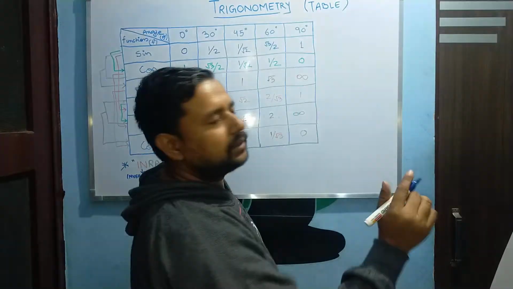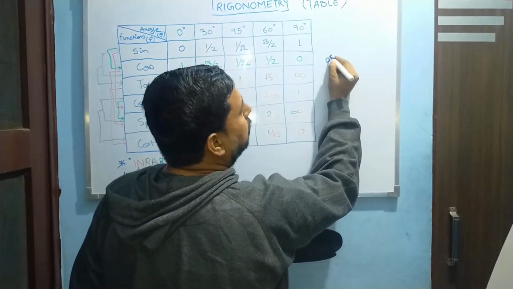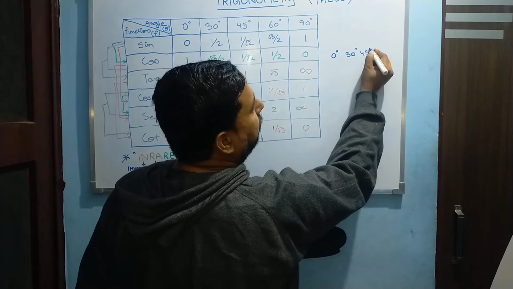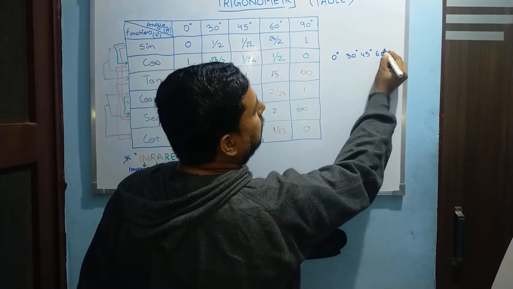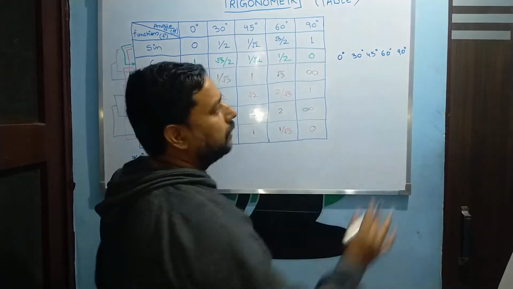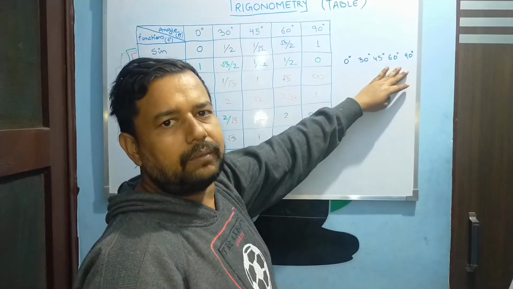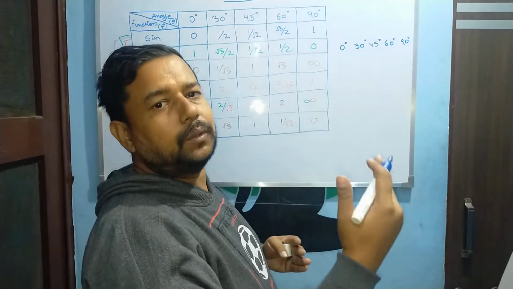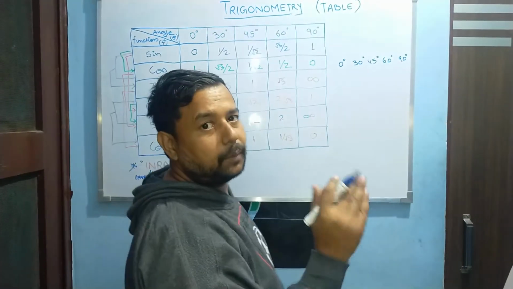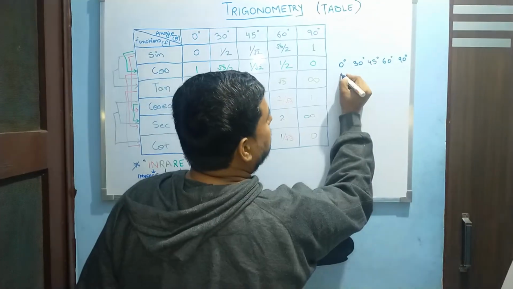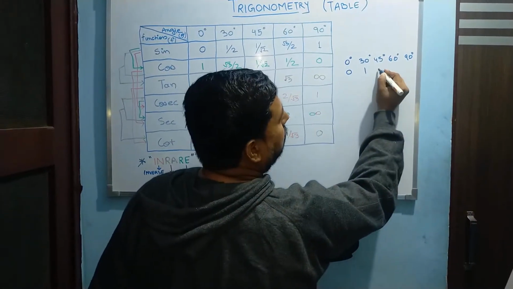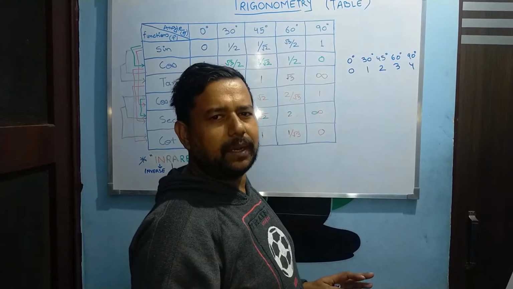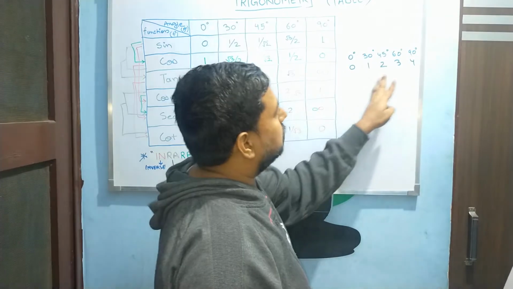Put all the angles: 0 degree, 30 degree, 45 degree, 60 degree, 90 degree. These are the angles. Now we will count using whole numbers. So we will start from 0, not a natural number, whole number. So it's 0, 1, 2, 3, 4. Okay, simple counting. Now it's up to 4.